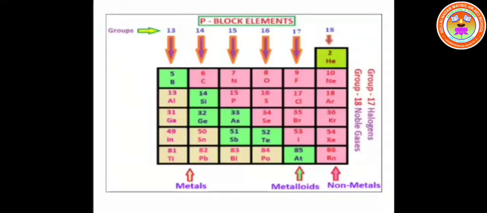So these are p-block elements in our modern periodic table. 13th group elements are boron, aluminium, gallium, indium, thallium. 14th group, carbon, silicon, germanium, tin and lead. 15th group, nitrogen, phosphorus, arsenic, antimony, bismuth. 16th group, oxygen, sulfur, selenium, tellurium and polonium. Halogens, fluorine, chlorine, bromine, iodine and astatine. Noble gases, helium, neon, argon, krypton, xenon and radon.